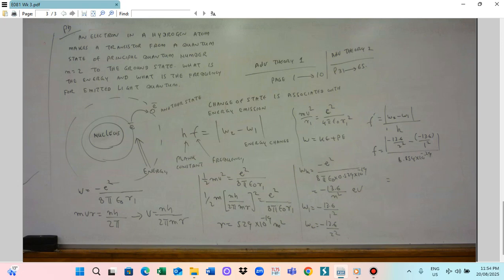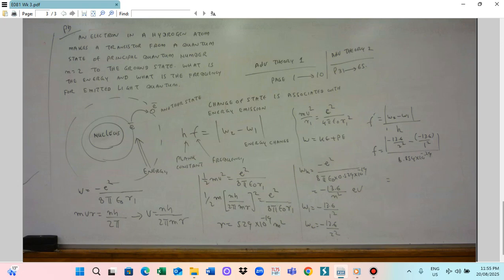So in this case, we can calculate W2 minus W1. How to calculate W2 minus W1? That formula is mV squared by R1 is equal to e squared divided by 4 pi epsilon-0 R1 squared. So W is equal to KE plus PE. From this equation we can calculate the potential energy and kinetic energy, and by combining them we get the energy state. When the energy state changes from one state to another state, it can produce a frequency.